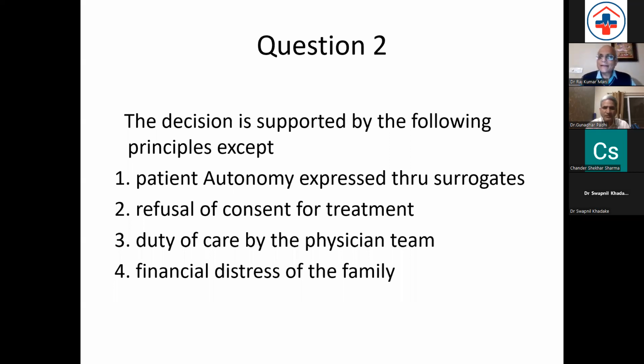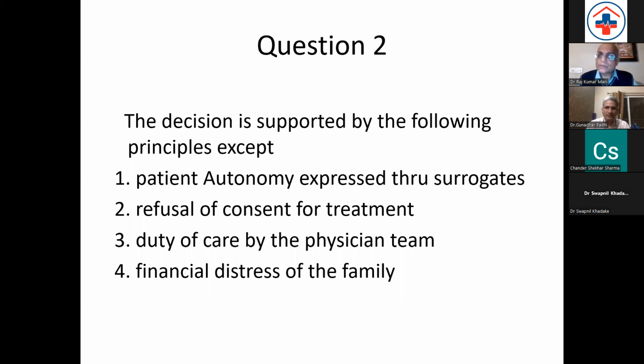Yes, so I request all of you to put your answers in the chat box. Except, okay? 3 of them are what is ethically correct, 1 of them is not correct. Okay, except. Yes, so whatever the response we have till now, sir, it is 4. Yes, that is, it is not ethical to base these decisions on the financial distress of the family.